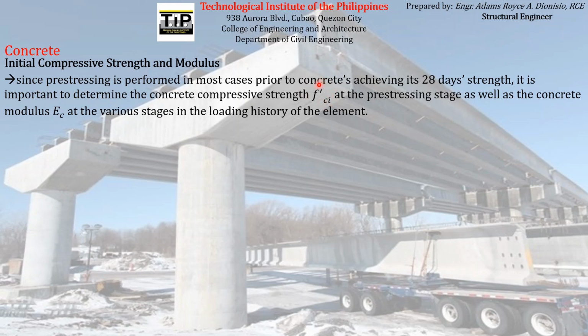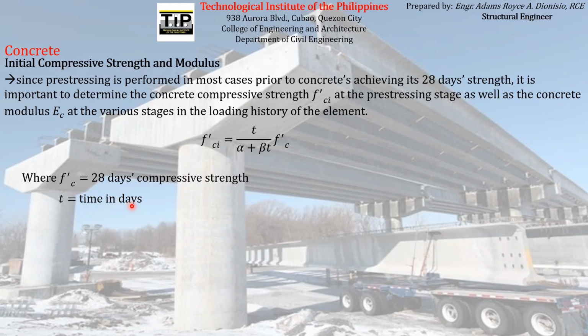So how can we find the value of that Fci prime? Usually we have a formula for finding that, and this is the formula. So what is the meaning of these things that we see here on the formula? Fc prime is obviously the 28-day compressive strength of the concrete, and t is time in days. t is the time when the pre-stressing force is applied or transferred to the concrete element, or actually any stage, not only that stage of pre-stressing.